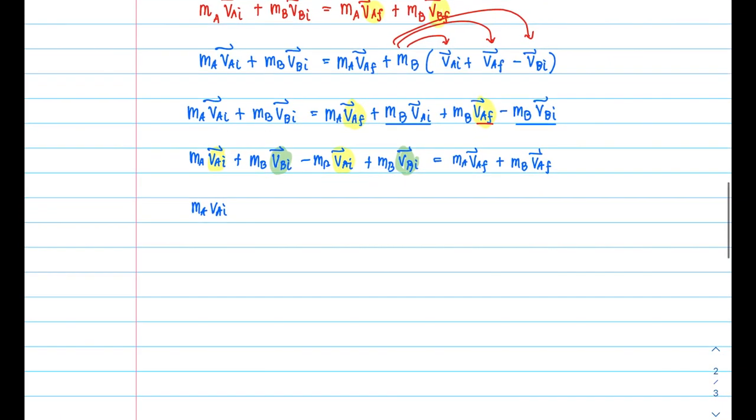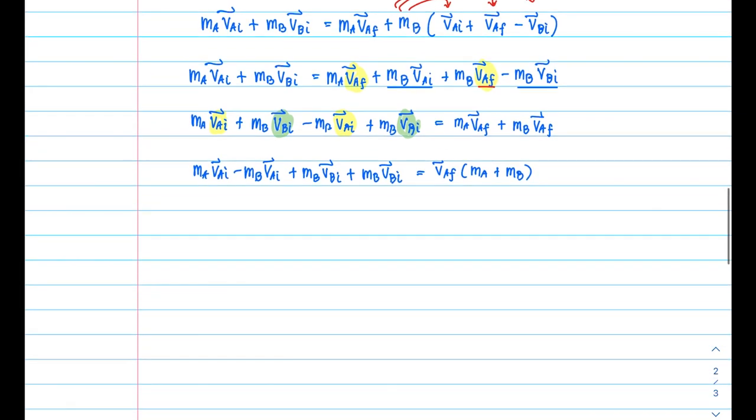So that would become MA VAI minus M sub B VAI plus M sub B VBI plus M sub B VBI. So this is looking great. On the other side of the equation, I'm going to factor out VAF, which is one of the things that I'm looking for. So what would remain is just MA plus M sub B. Okay, so I'm going to deal with this one.